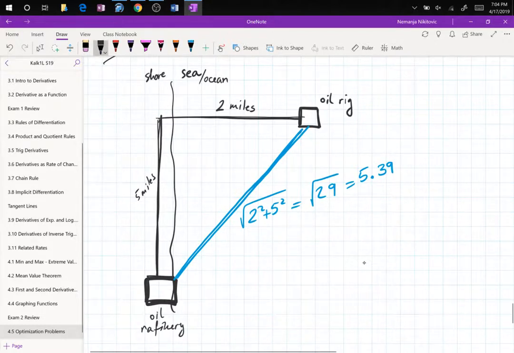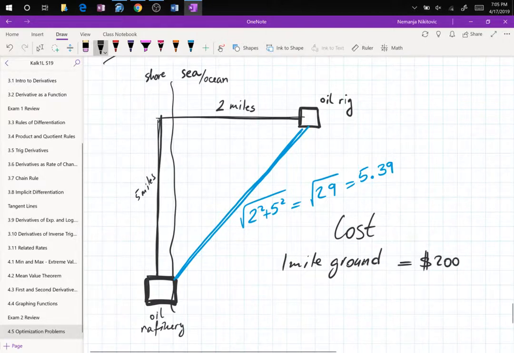So let's say, so cost, 1 mile ground, let's say 200K, and then 1 mile water, let's go with 500,000. It's more, but 500, whatever. We're making it up anyway.